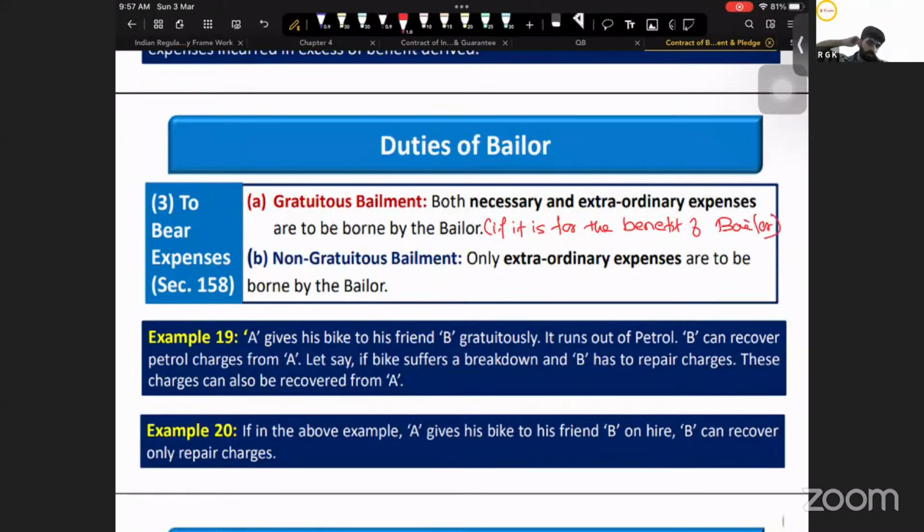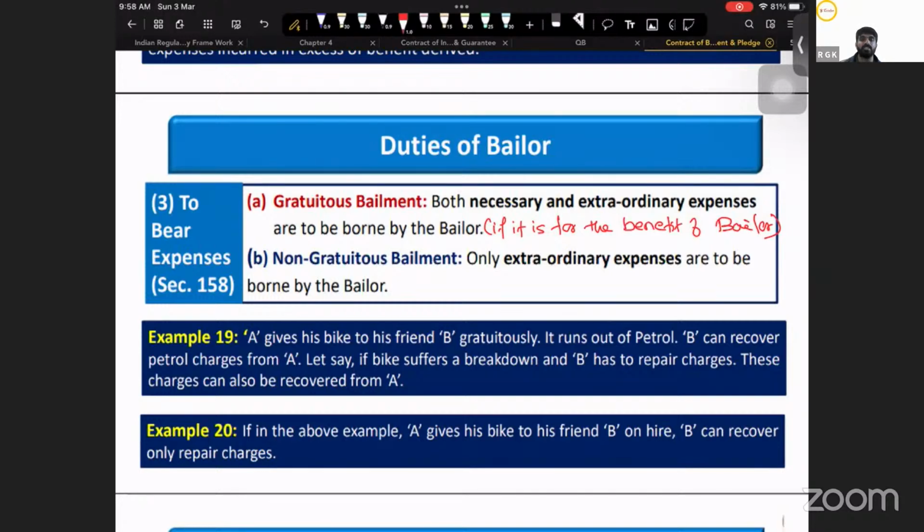If it is for the benefit of bailer. A gives his bike to his friend B gratuitously. It runs out of petrol. B can recover petrol charges from A.